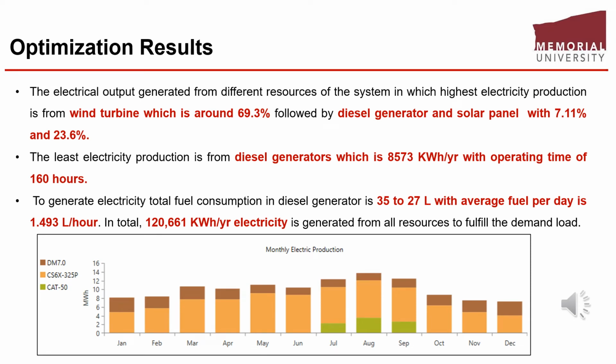After designing the microgrid hybrid system for Woody Island, the result we have achieved is shown in a graph, in which it can be clearly seen that the wind turbine is majorly generating the electricity for Woody Island, whereas the solar system is second in electricity production, and the diesel generator is used the least for electricity production. Throughout the year, 120,661 kilowatt hours of electricity is consumed from the various electricity production units.